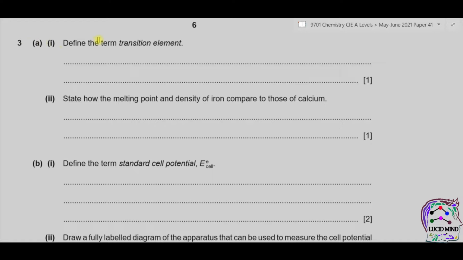Question 3a part 1, define the term transition element. We can write a simple definition. It is an element that forms stable compounds with partially filled d orbitals.